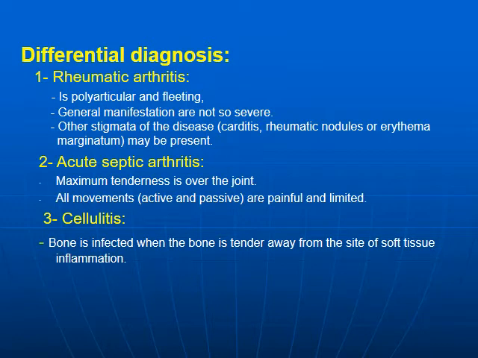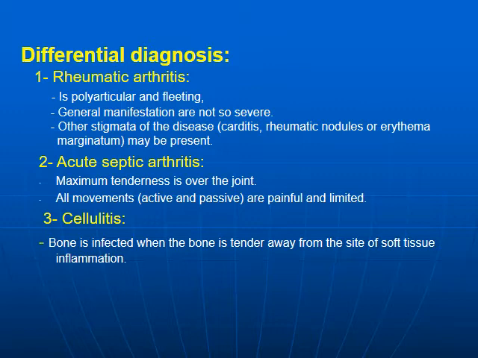Differential diagnoses of acute hematogenous osteomyelitis include rheumatic arthritis, acute septic arthritis, and cellulitis. Please be careful with any boy or girl who comes to you with pain and swelling around a joint and fever. You may suspect rheumatic fever or rheumatic arthritis. Please try to differentiate between them, because some patients get corticosteroids when there is actually acute hematogenous osteomyelitis, which will lead to flaring of the infection.